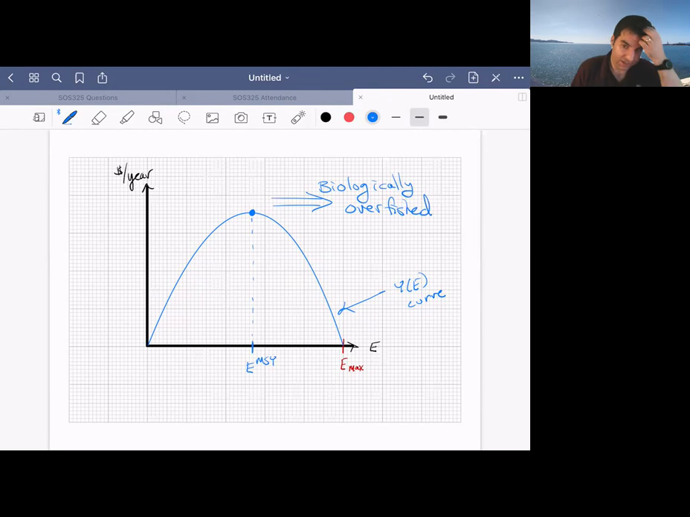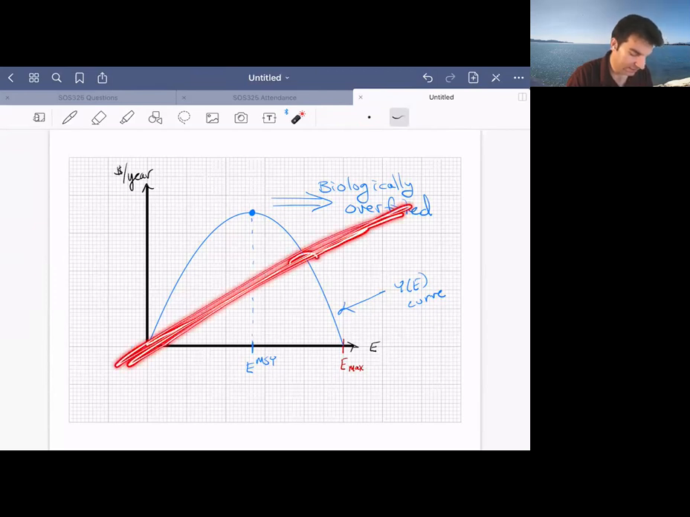And so the question was, sketch a yield effort curve and a cost effort curve for a simple harvested fishery in steady state to show where the open access equilibrium is economically but not biologically overfished. And so the idea here is that if you think about these cost effort curves, the kind of typical one we draw looks like this, where it has an open access equilibrium over here, and this is clearly biologically overfished.